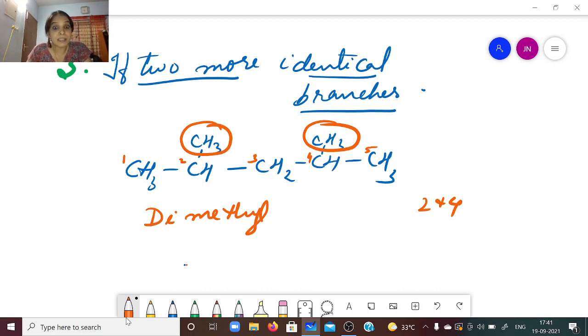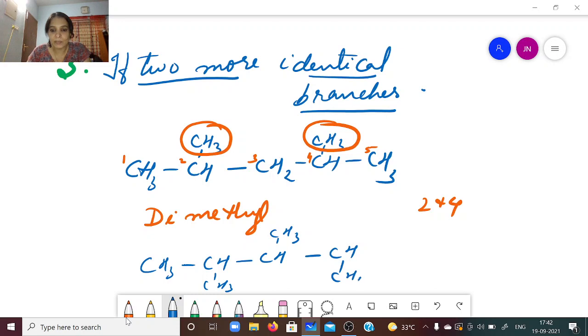If three are present, it is known as trimethyl. For example, this is not the name. I'm just telling we can use dimethyl. After that, we will name. Now I'm writing another one: CH3, CH, CH3, CH, CH3, CH, CH3, CH3. Now you can see that three branches are there which are the same. So I can write this as trimethyl.